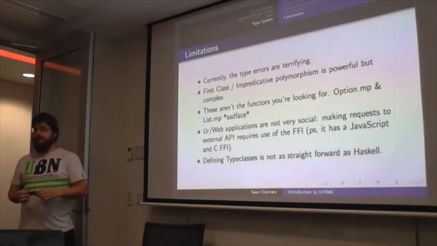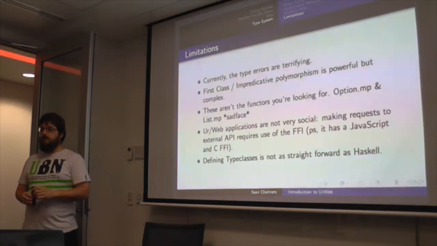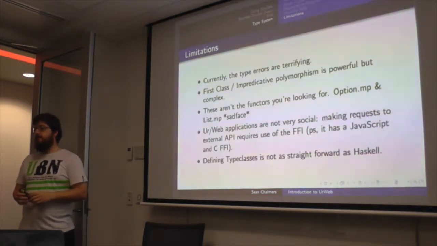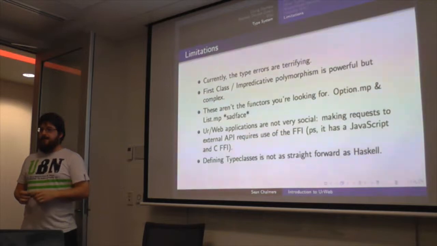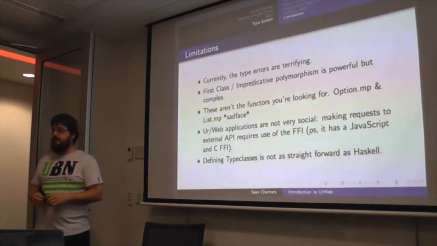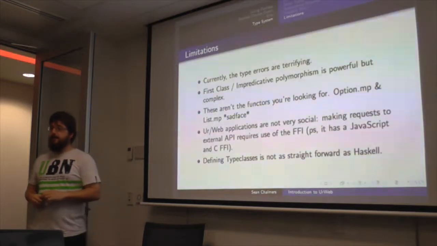As an example of the first one, one person was working on their UrWeb project, and they had one error in a 300-line UrWeb file, and they had 2.4 meg worth of type error output. Even the simple type errors can be relatively terrifying in UrWeb. It's not immediately obvious what's going on.